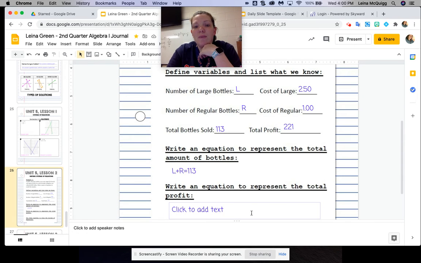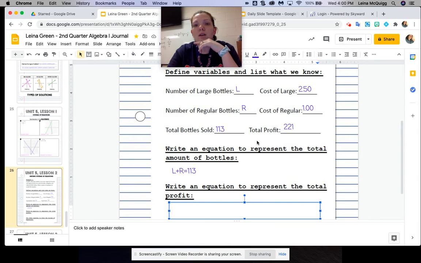So now write an equation to represent the total profit. Well, the total profit comes from the total amount of money they made for the number of large water bottles they sold, plus the total amount of money they made for the number of regular bottles they sold. So we have to think about this as the total number of large water bottles, but how much did we make off of that total number? Well, each one cost $2.50, so that means we made $2.50 per bottle. When we use the word per, that means multiplication. We're going to put those side by side.